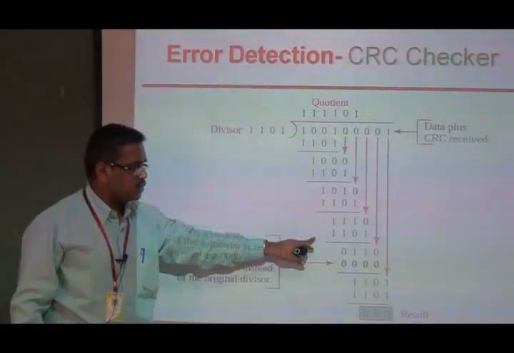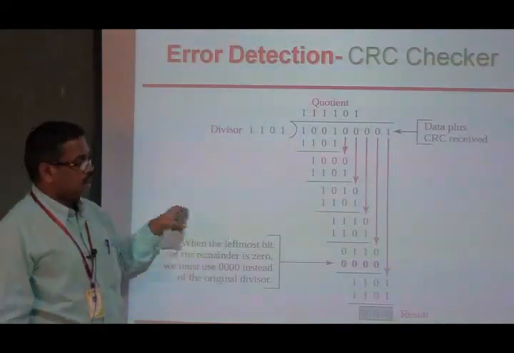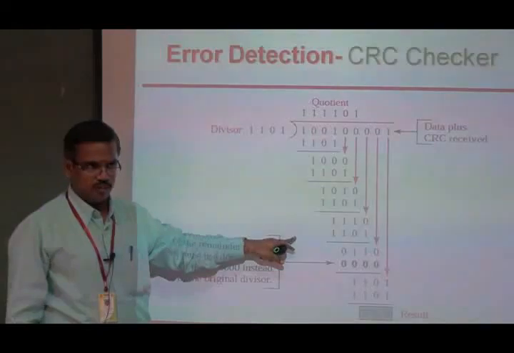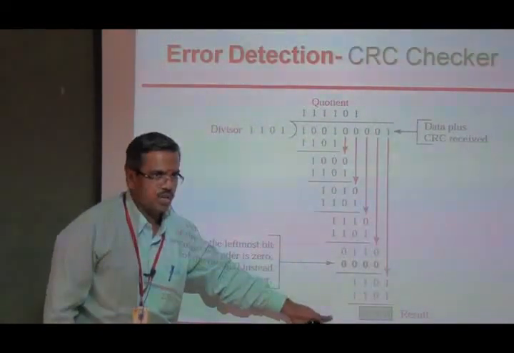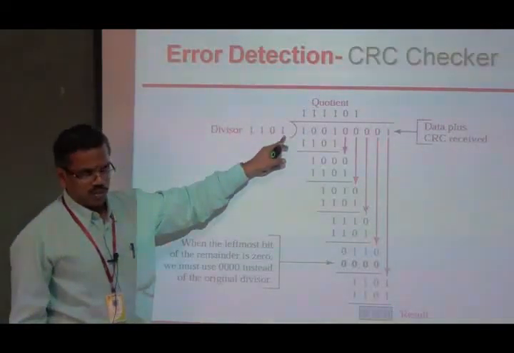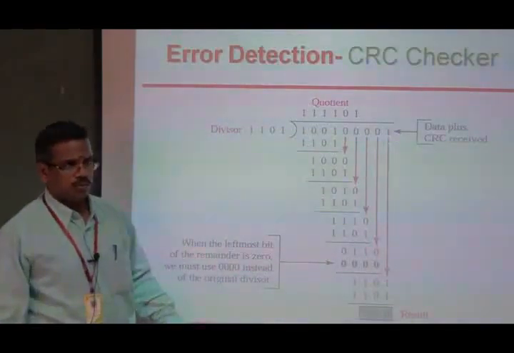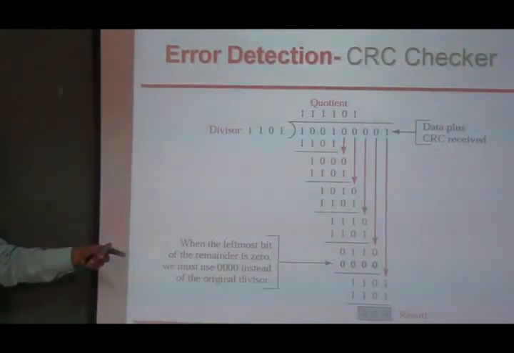In the similar cases, where we have a 0, we add 4 zeros to skip the 0 from the leftmost digit. Finally, when the remainder is 0, this message is the original message. When we get a value other than 0, it is rejected, because it is not the original data. In this example, it is original.